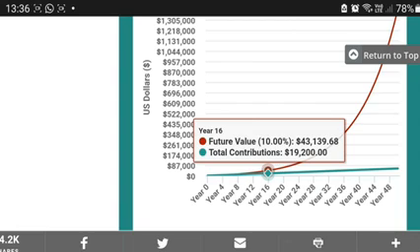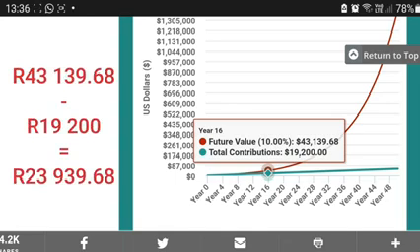Let me just do the calculation for you so that you understand the power of compound interest. I'm going to subtract: 43,139.68 minus 19,200 gives you an answer of 23,939 Rand and 68 cents. This money, this 23,000, is coming from interest. I hope you understand what this means.